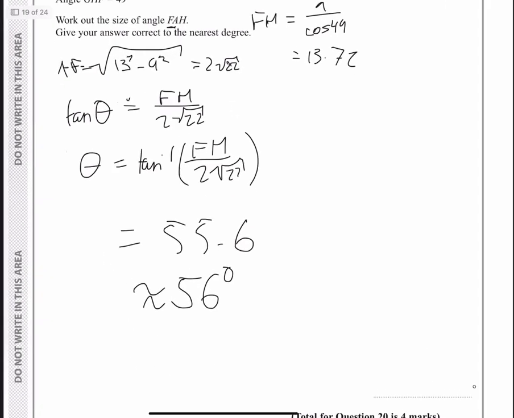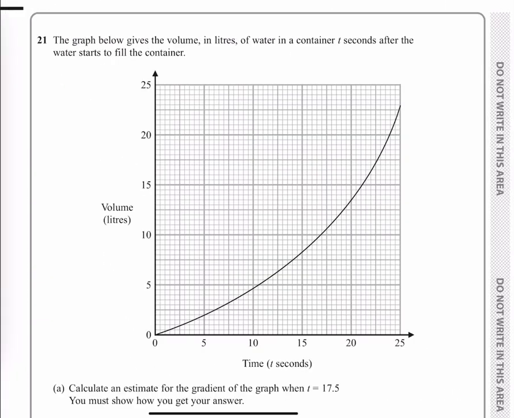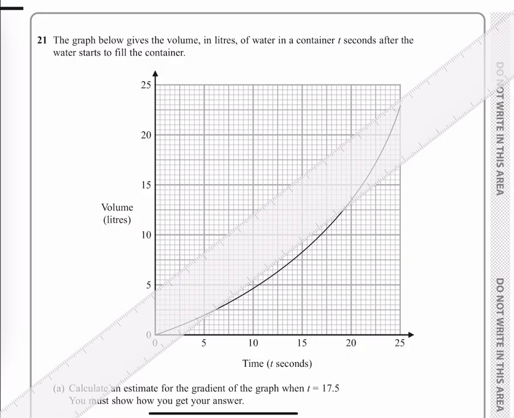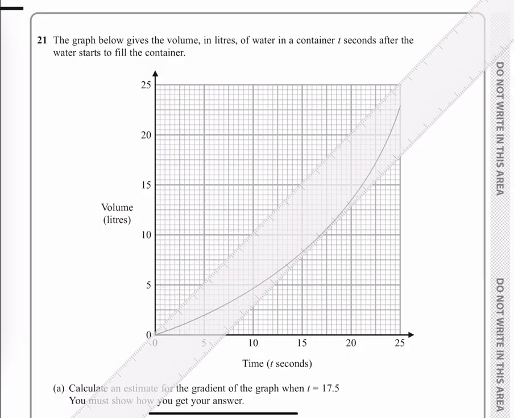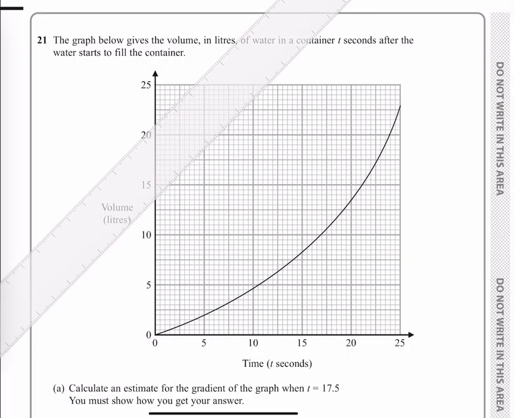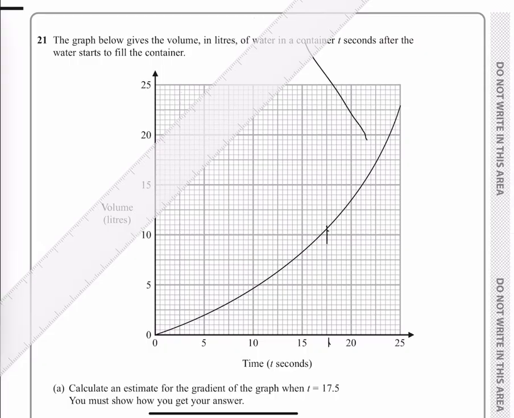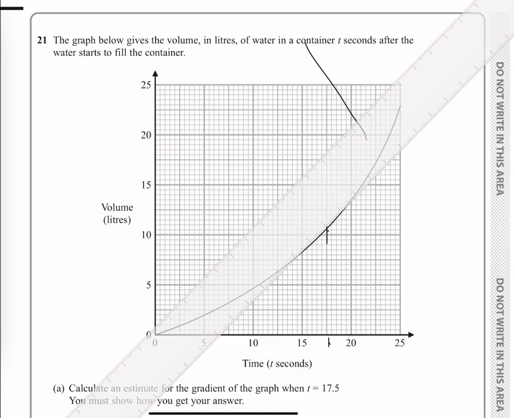Moving on. Here's a graph. Calculate the estimate for the gradient of the graph at this point. So we're just drawing a tangent. We've seen this 1,000 times before, we'll see it 1,000 times again. This is honestly quite a nice question. So again, where's 17.5? 17.5 is here. So let's try and get the tangent here, but normally they are reasonably forgiving on this. Remember, it doesn't matter if it only touches there, it just needs to be parallel to it.